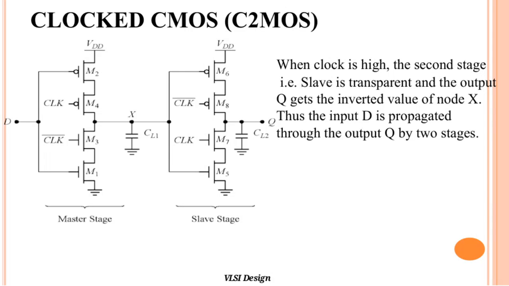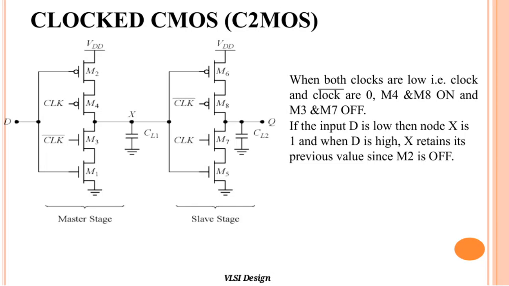Here, we're looking at the concept of clocked CMOS or C2MOS. The key idea is how the clock signal controls the transparency of the second stage, called the slave. When the clock is high, this slave stage becomes transparent, meaning it allows signals to pass through without alteration. At this point, the output Q receives the inverted value of node X. What this effectively means is that the input D is passed through two stages before appearing at the output Q. This two-stage propagation is a critical aspect in VLSI design, ensuring accurate timing and signal control within the circuit.